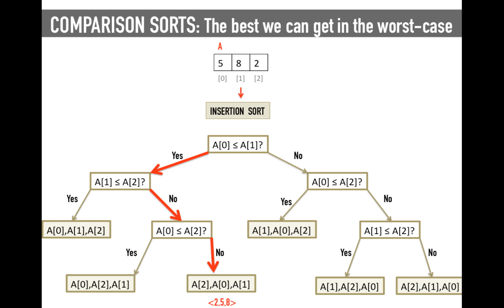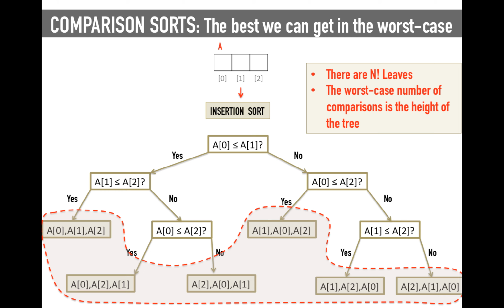One is that if we go back to here, you can see that the height of the tree corresponds to the number of comparisons you have to make. So for example, in this case, we have to make 1, 2, 3 comparisons, which is equivalent to 1, 2, 3 jumps in the tree. So in the worst case, we have to make as many comparisons as the longest path in the tree. That's one important piece of information. The second important piece of information is that we know that this tree has n factorial leaves.